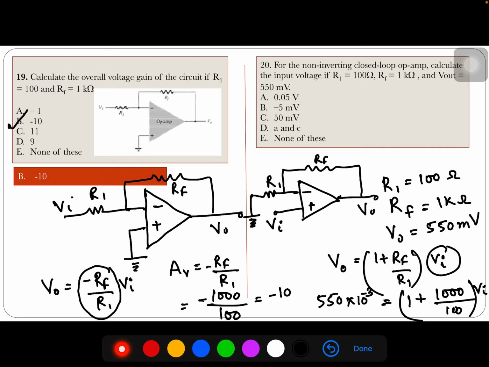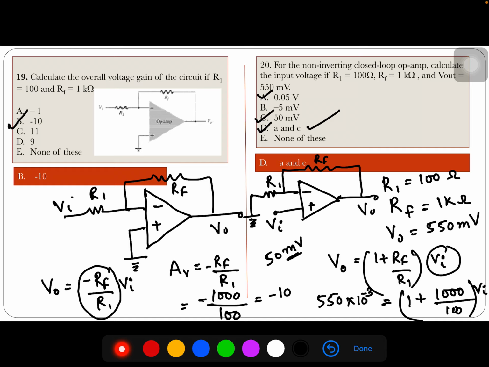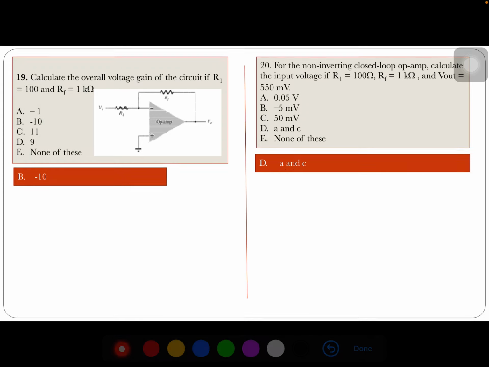50 millivolt means, if you multiply 50 with 10 raised to the power minus 3, you will get 0.05 volt also. So here two options are correct, A and C, and ultimately D is the correct option, that is A and C both are the correct answers.